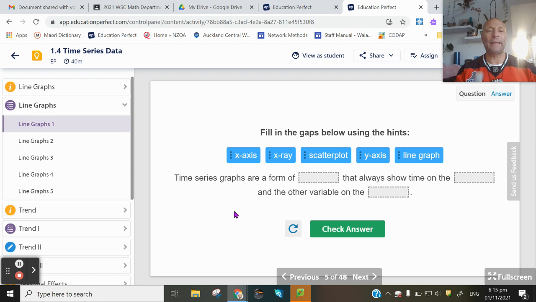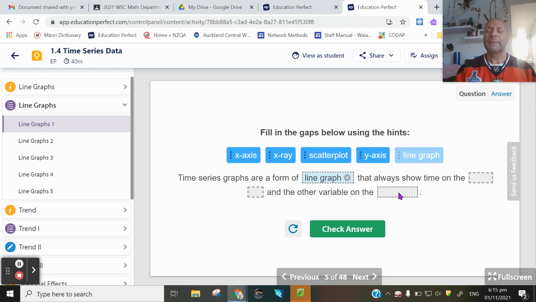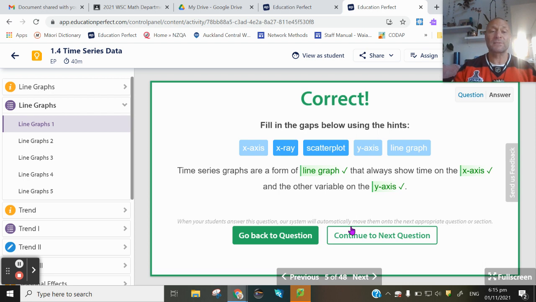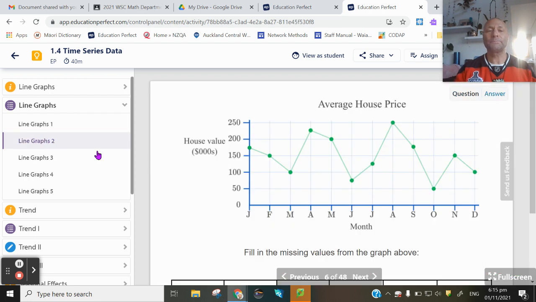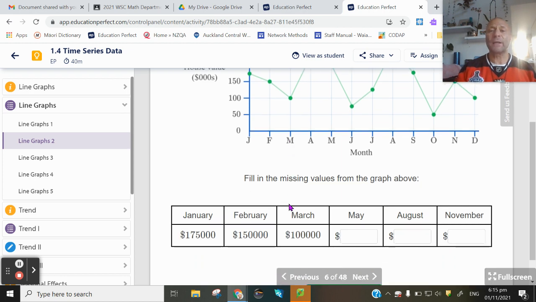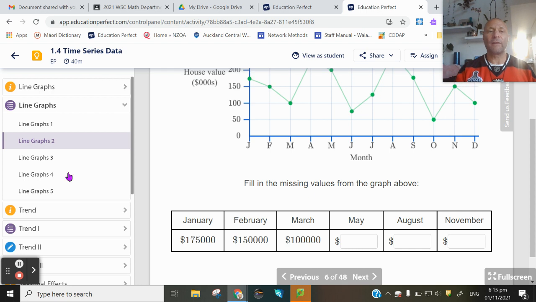Now looking at some points: time series graphs are a form of line graph, we said, that always show time on the x-axis and the other variable on the y-axis. Good idea to add that to your notes and read it once or twice so it sticks in. Okay, next one. These are going to be for you to try as part of your mahi kura. Missing values there, reading off the graph.